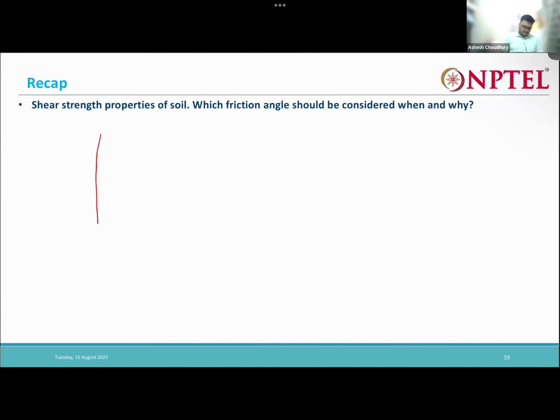Say we have shear stress. Okay, this will be something like that. Why peak value? Why should we use peak value?